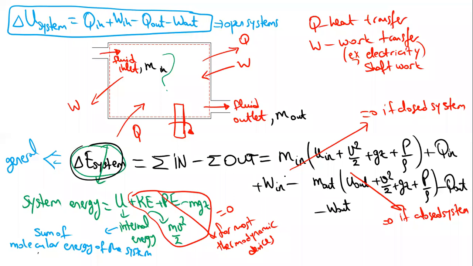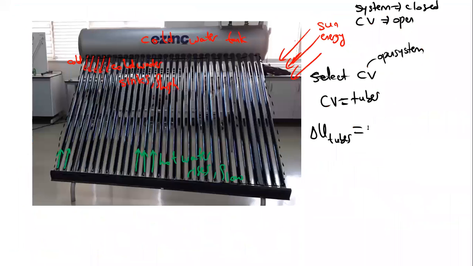Then the energy into the system will be the mass in with internal energy, the pressure energy, the kinetic energy, and the potential energy. The mass into the system will consist of the internal energy and the pressure. It will consist of the kinetic energy, because the fluid that comes into the system brings some kinetic energy with itself, and the gz, which is the potential energy. You see, this is an open system.